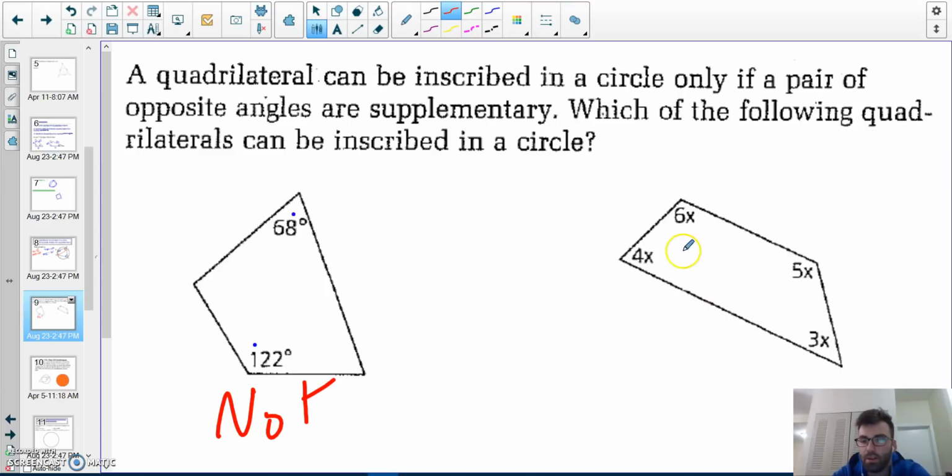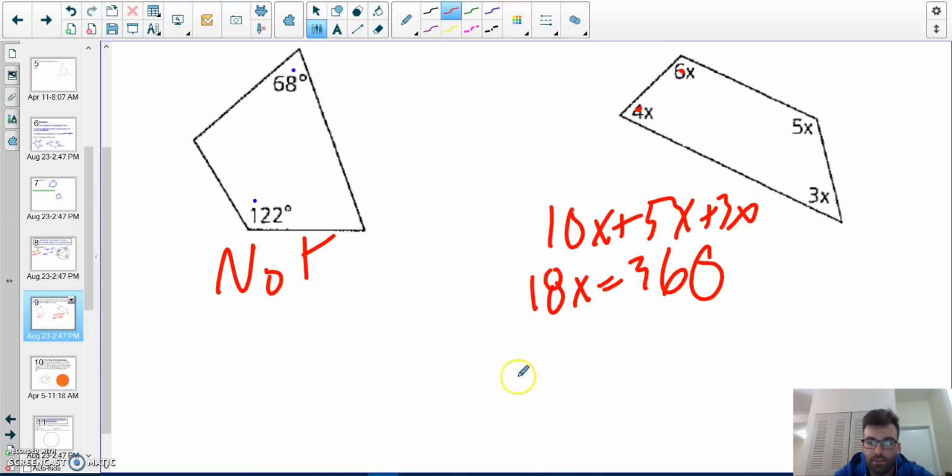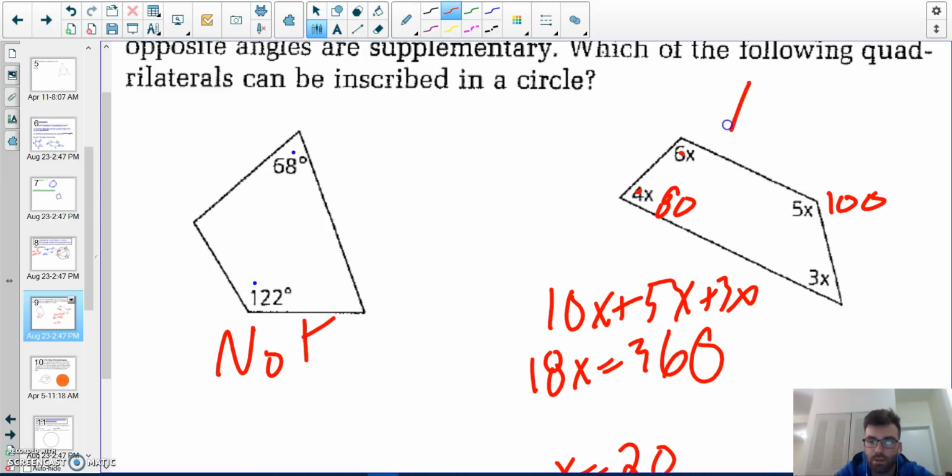Here, I don't know what the measure of each angle is. I have 4x plus 6x, that gives me 10x, plus x plus 5x plus 3x, so I have 18x equals 360, because it's a quadrilateral, all of the angles have to add up to 360 degrees. Divided by 18, x equals 20. If I plug in x, this is going to be 80, and this is going to be 100. So are they supplementary? Yes, this would be an example of a yes.